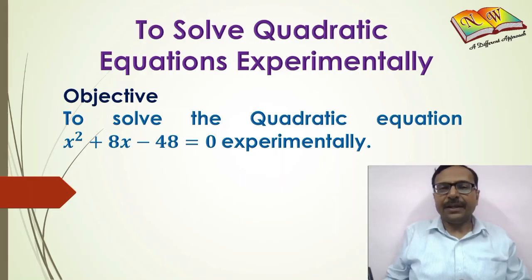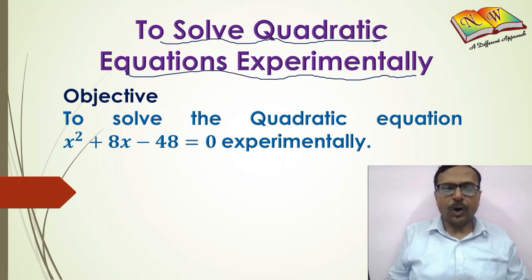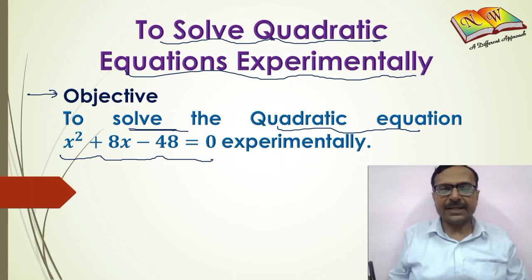This activity relates to solving quadratic equations experimentally. The objective of this activity is to solve a quadratic equation x square plus 8x minus 48 equal to 0 experimentally or by using the activity method.